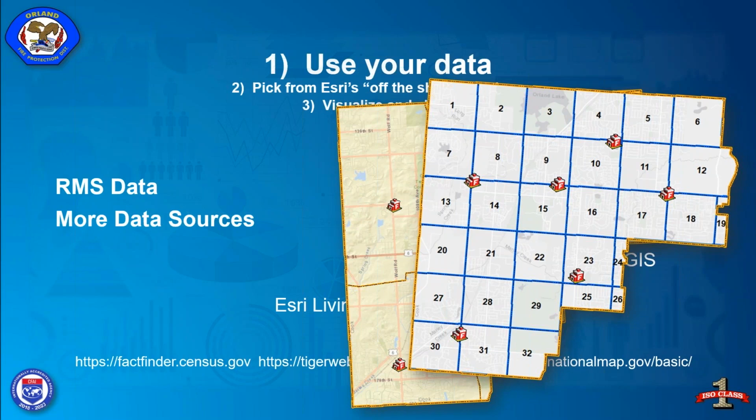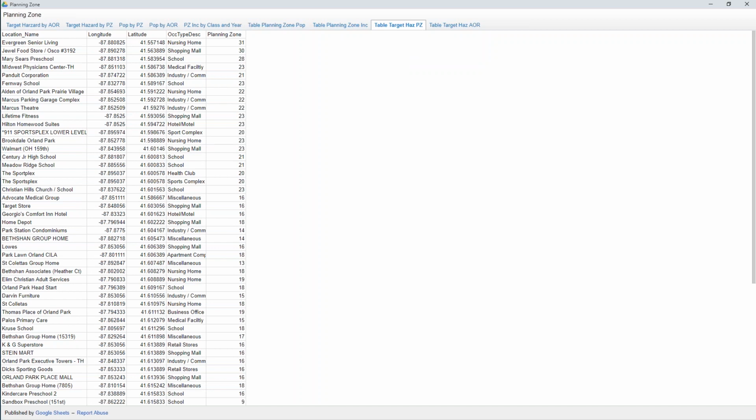Once we had our planning zones and our map pages, we were able to export by those planning zones. Here's a list of what we call target hazards, where we need to have an extra heavy response just in case there's a problem or a fire there. Maybe it's a school, nursing home, or healthcare facility. But it's broken down by those map pages, or planning zones.